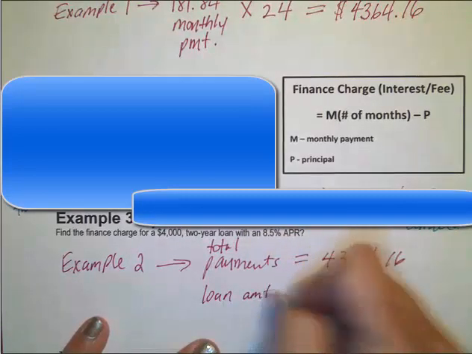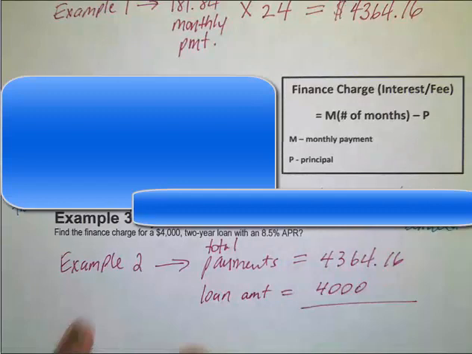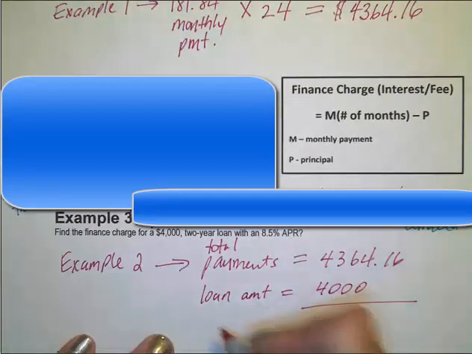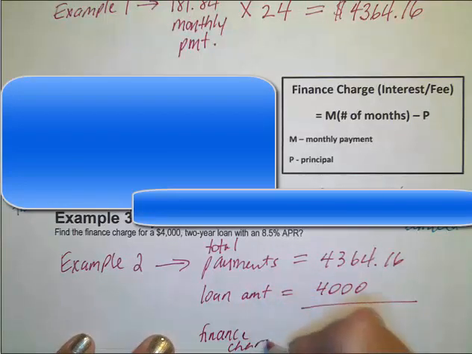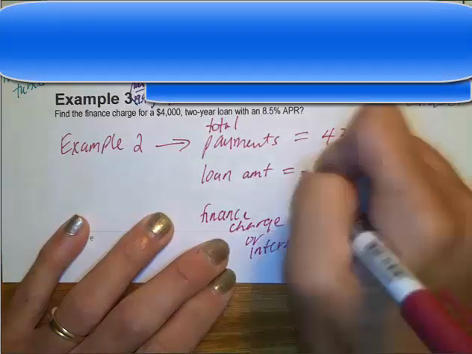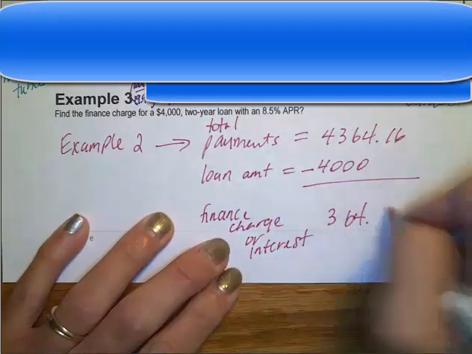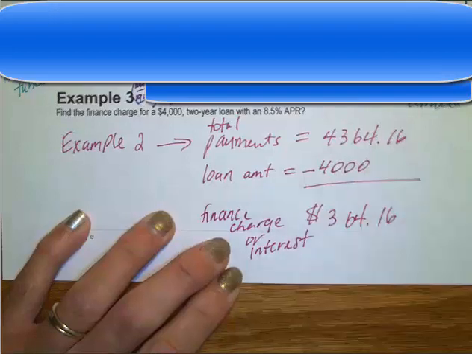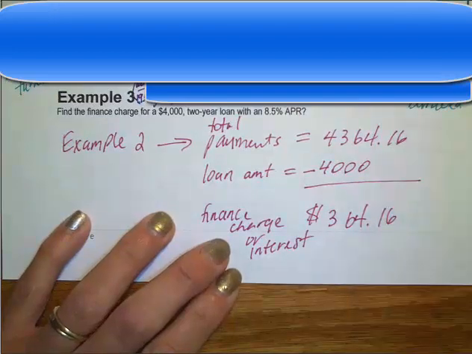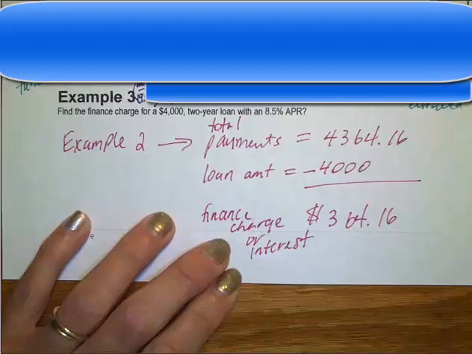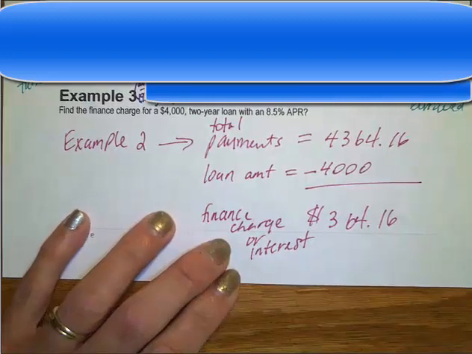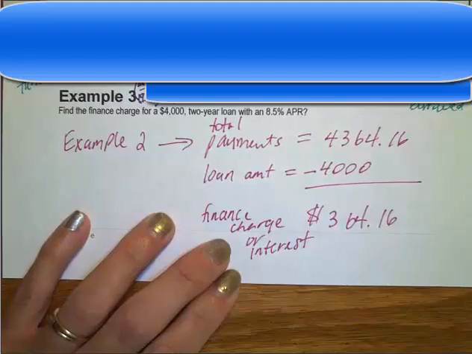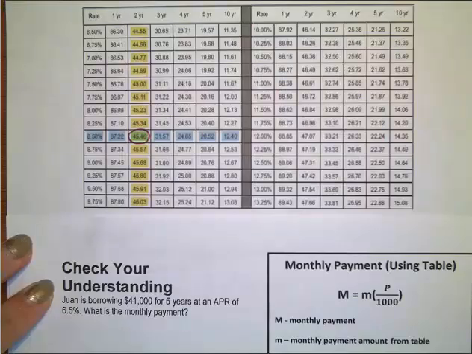is only $4,000. So that means our finance charge or interest is the difference. So we subtract these. So $364.16. So on a $4,000 loan at 8.5% for 2 years, we pay $364.16 in finance charges or interest. Wow.